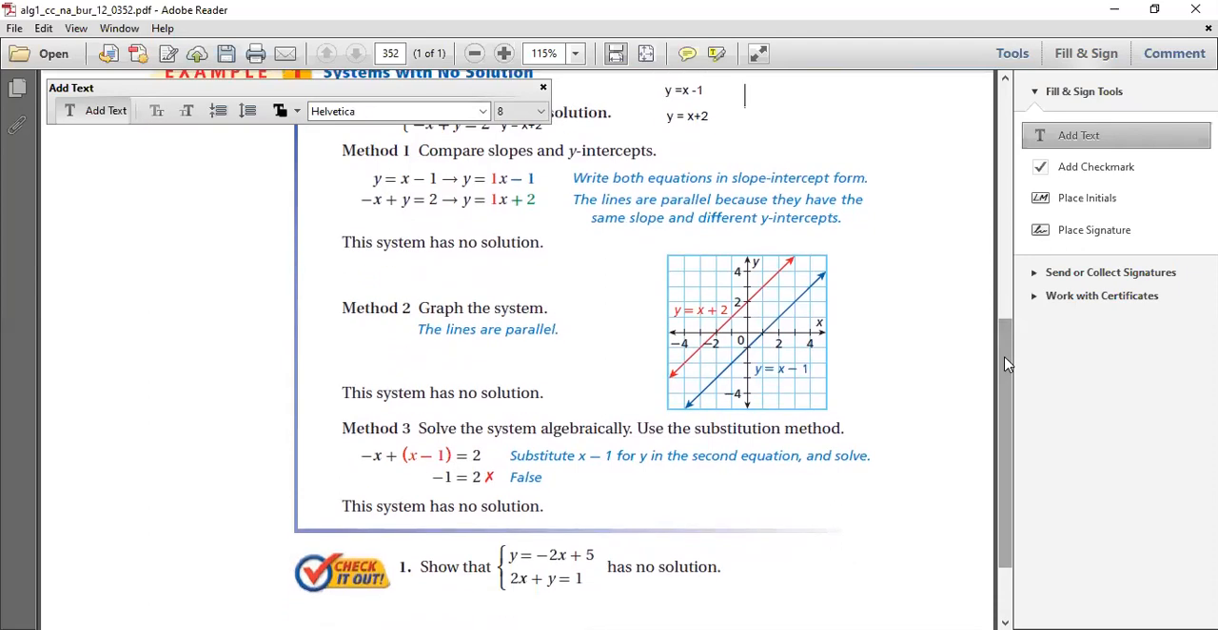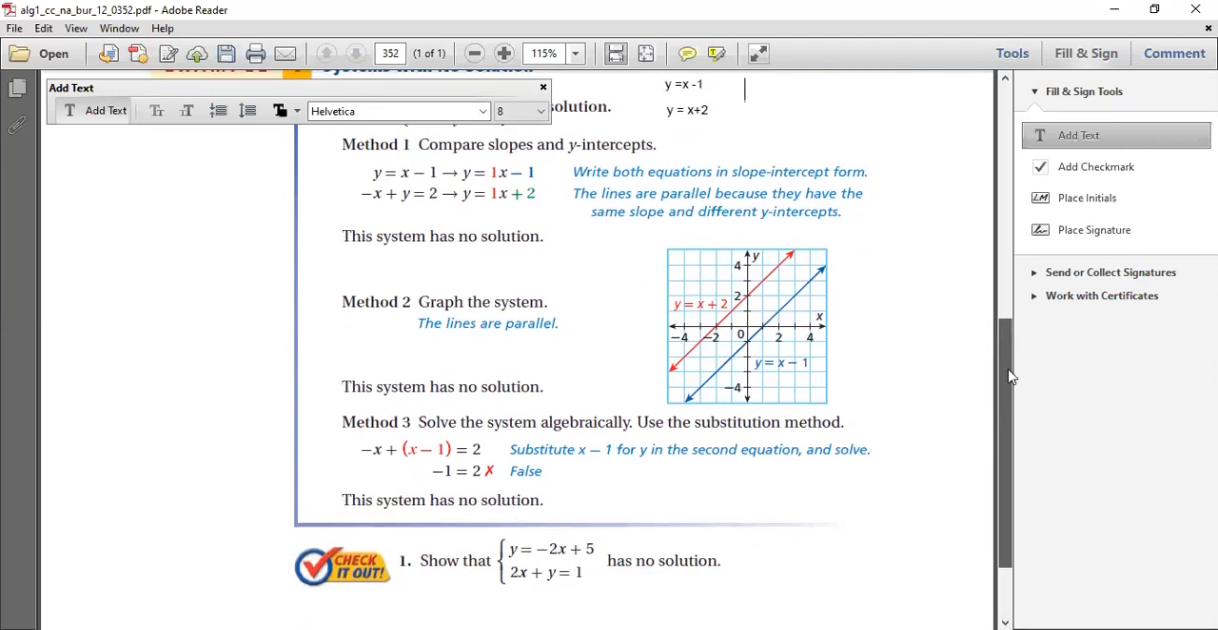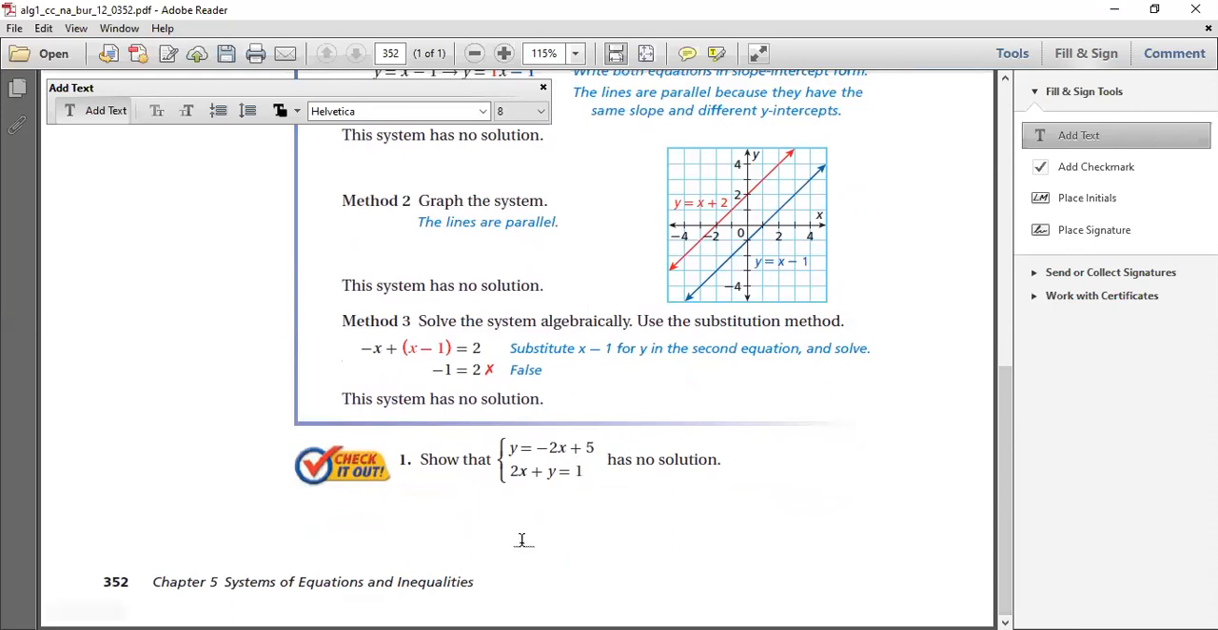If they specify to graph the system and then say the system has no solution, then yes, you have to do it. Okay, so let's try out this one. Show that y is equal to -2x plus 5 and 2x plus y equals 1 has no solution. Okay, now how are you going to show that this system has no solution? You can choose any one method from the three which we learned. I will of course choose the slope intercept form. Now this is already in slope intercept form, y is equal to mx plus b. I only need to change this one. So let me change it. That's going to be y is equal to -2x plus 1.